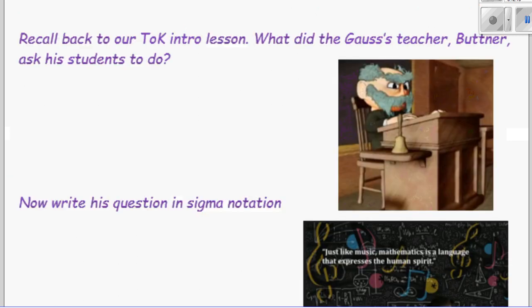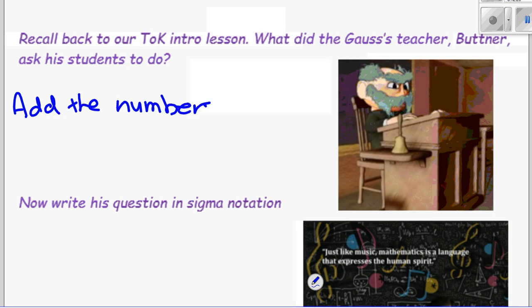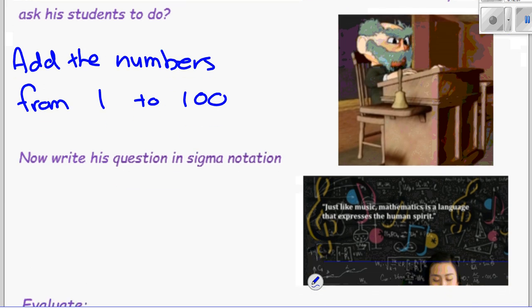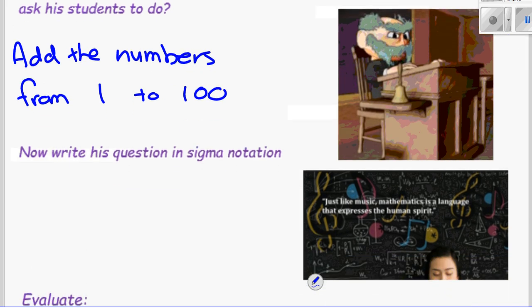So recall back to our TOK intro lesson. What did Gauss's teacher, Buttner, ask his students to do? Yeah, that's right. Add the numbers from 1 to 100. So it's kind of like asked to work out the sum, isn't it? From 1 to 100. Now write the teacher's question. How would he have communicated that if he had to write it on the board in sigma notation?